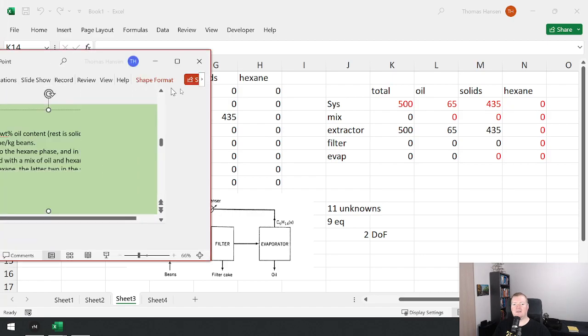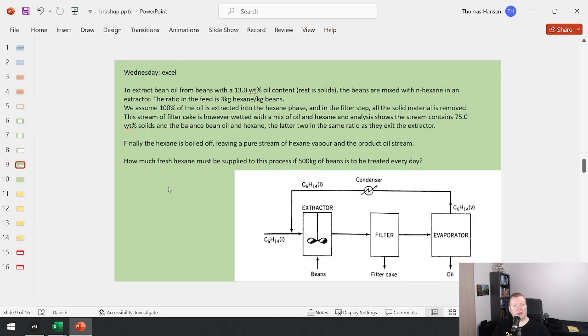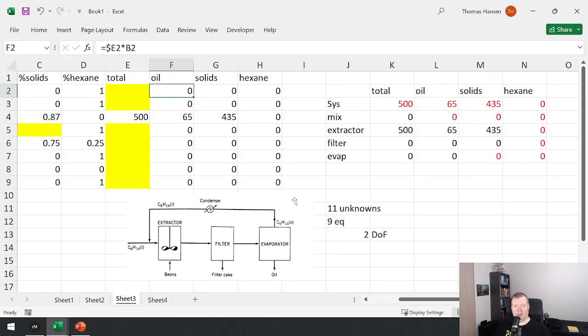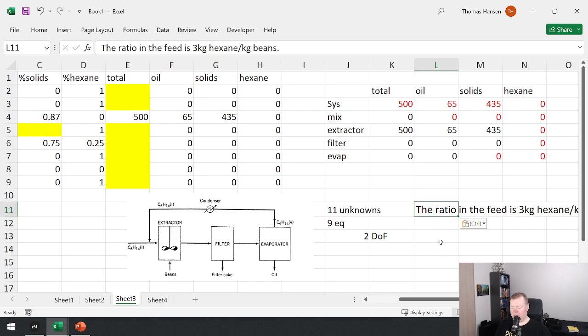I need to find some extra information. So I go back to the description and I say, okay, what information have I not used? Well, for instance, I know that the ratio in the feed to the extractor here is 3 kilograms of hexane for every kilogram of beans. So let's try and put that into an equation. So that's going to be my bonus 1. So how do we do this?